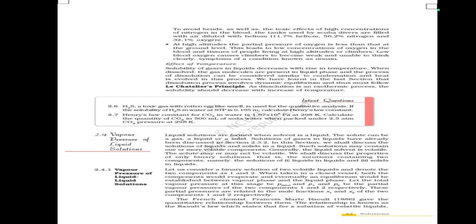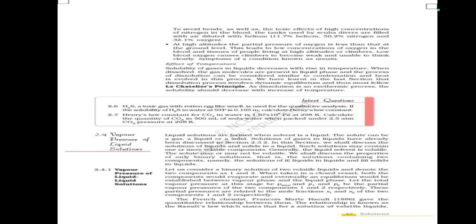Liquid solutions are formed when the solvent is a liquid. The solute can be a gas, a liquid, or a solid. Solutions of gases in liquids have already been discussed in section 2.2. In this section, we shall discuss the solutions of liquids and solids in a liquid.